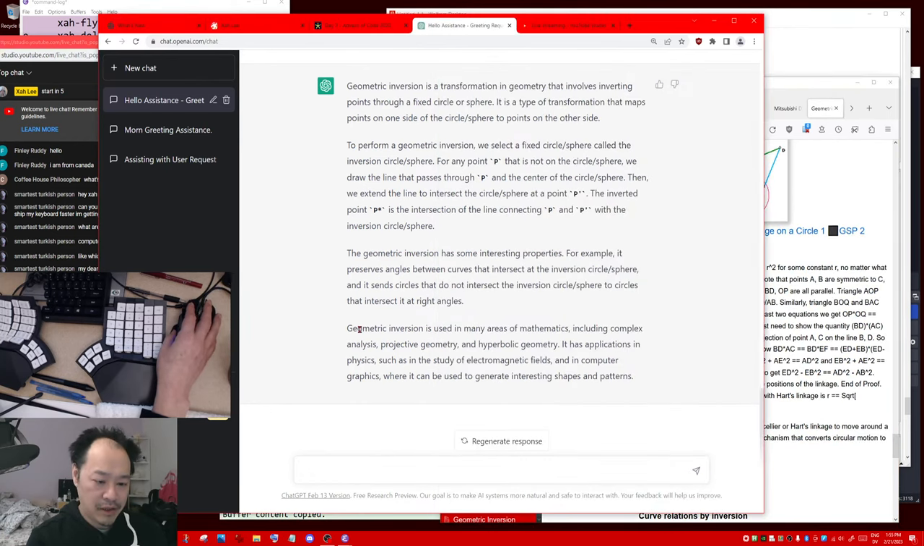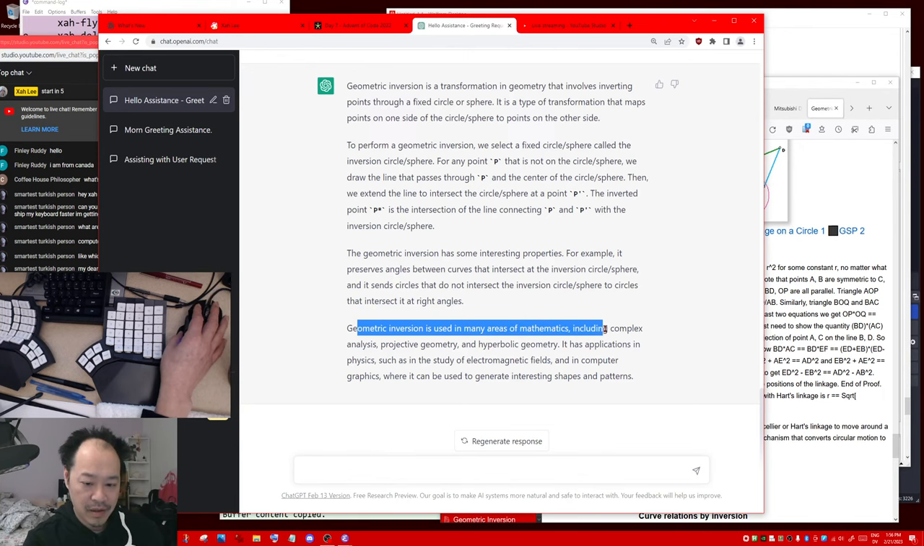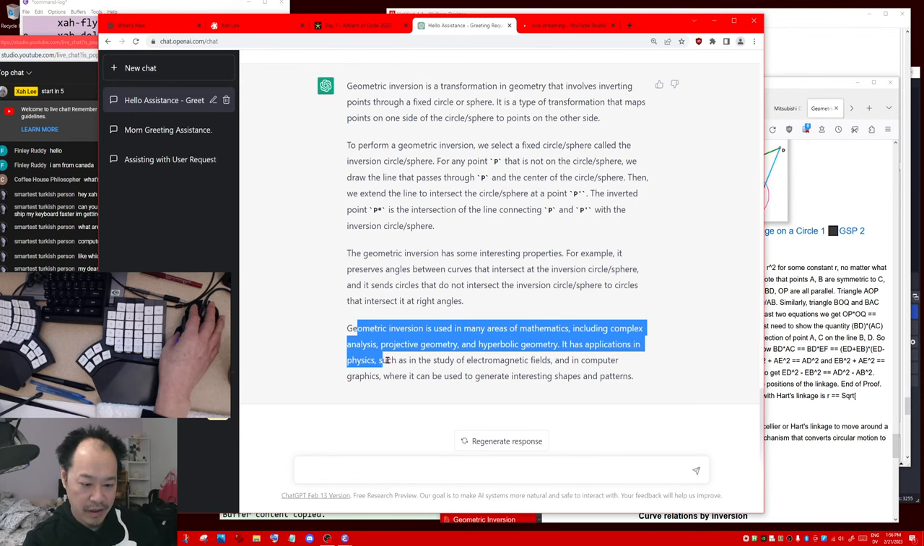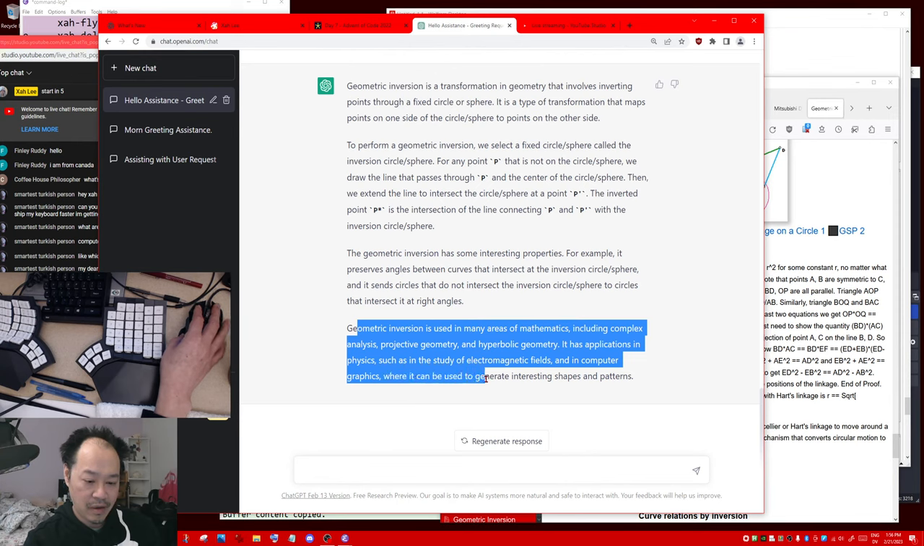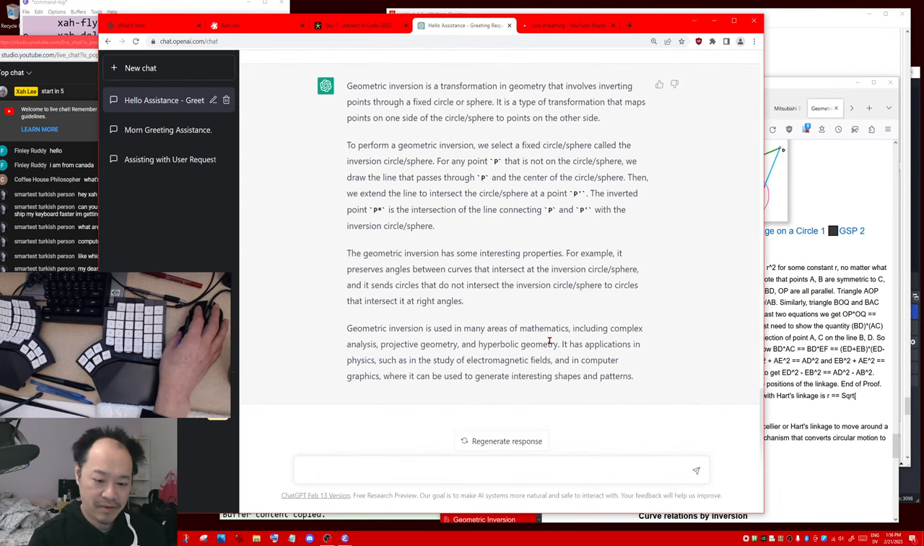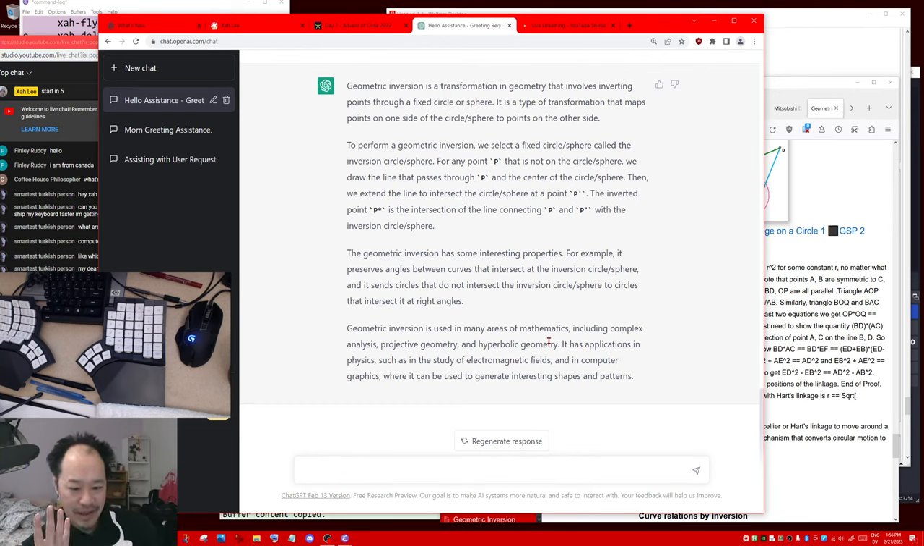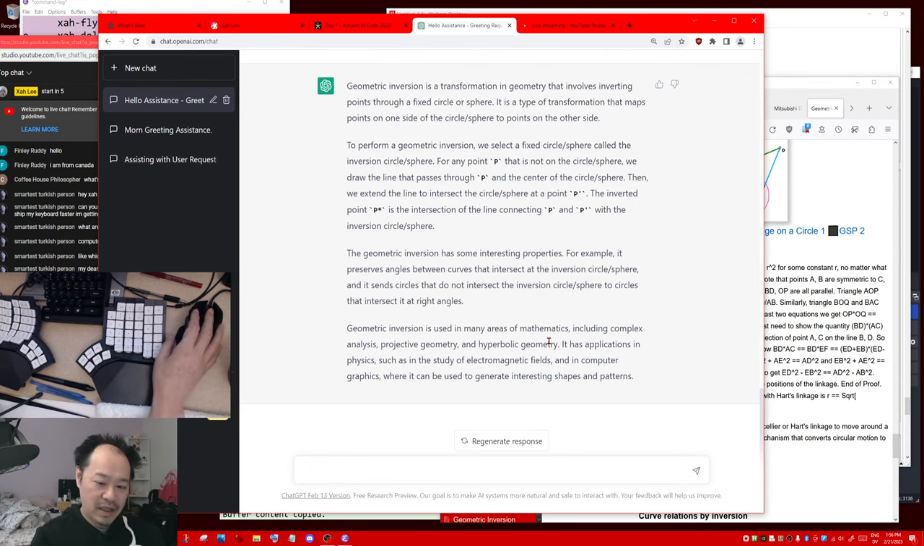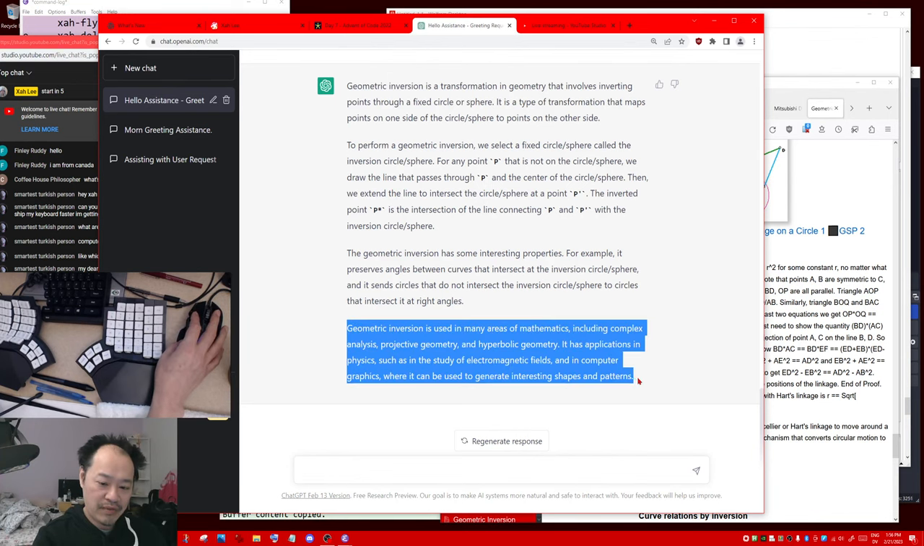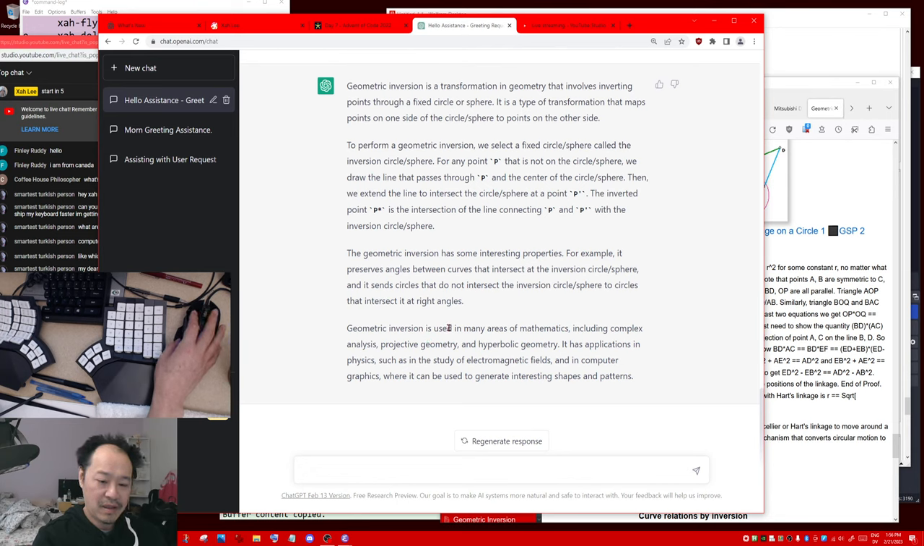Okay, so then ChatGPT says geometric inversion is used in many areas of mathematics, including complex analysis, projective geometry, and hyperbolic geometry. It has applications in physics, such as in the study of electromagnetic fields, and in computer graphics, where it can be used to generate interesting shapes and patterns, okay? It's kind of correct, but it's weasel speak. I've been studying geometric inversion since the 1990s, so I know what it is talking about. But if you don't know what geometric inversion is, some of this answer can be misleading.